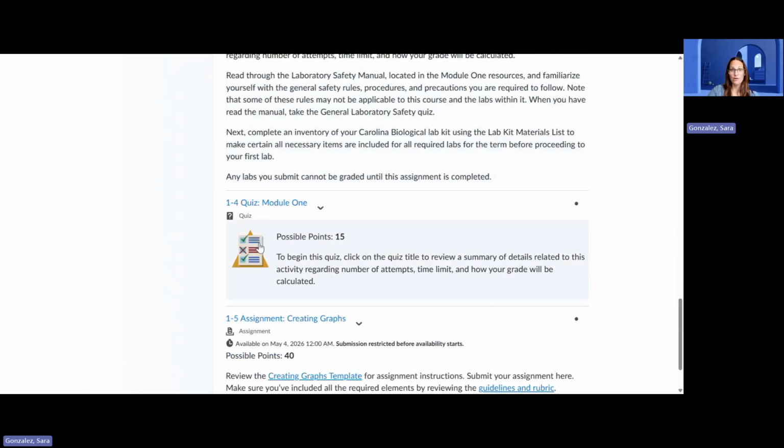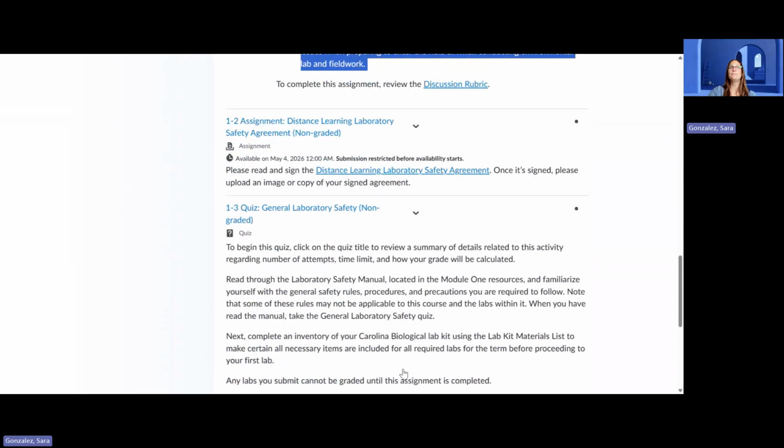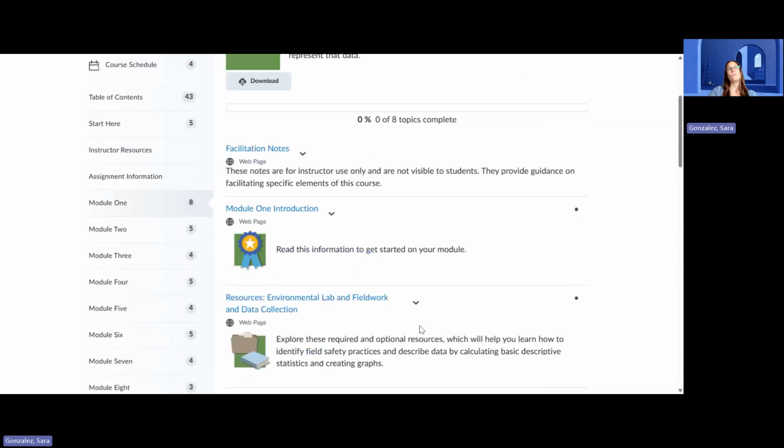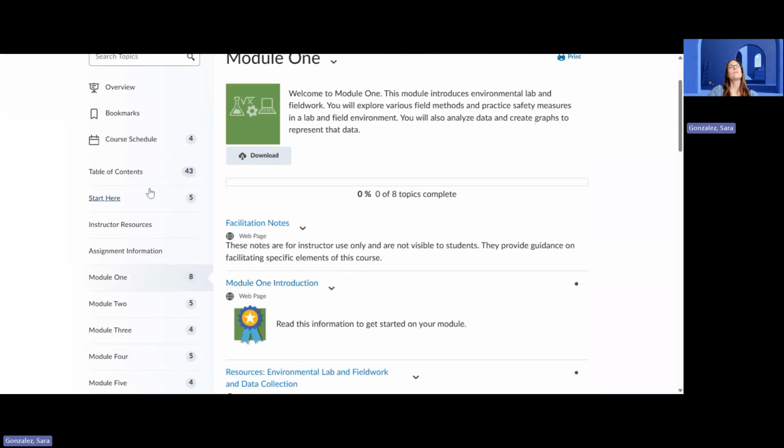There is an actual graded quiz on Module 1, so after you review the course materials and the readings for this week, you can complete your quiz. You also have a graph to complete by using the graph template, and then also review your milestone 1 and final project rubric, so that'll be coming up shortly. Okay, so it does seem like a lot of work due for this week, but most of it is not graded or is a discussion, so hopefully it's not too bad.